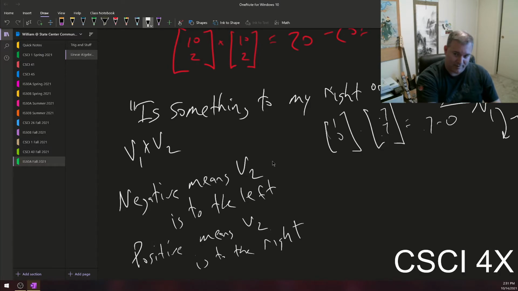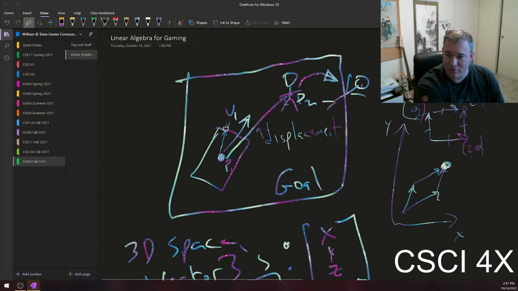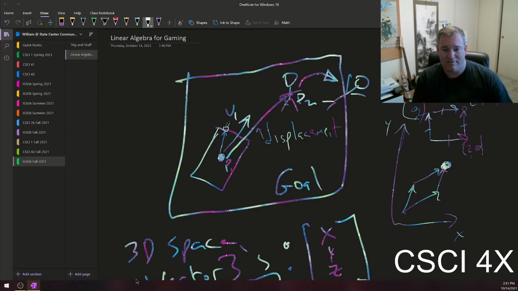So now we're kind of catching up on our case up here. Should the person jump right or should the person jump left? Well, we've got the velocity here of the car. The velocity of the car is v1. And then we've got the displacement vector pointing to the player. Is the player to the right of the direction the car is moving, or is it to the left?